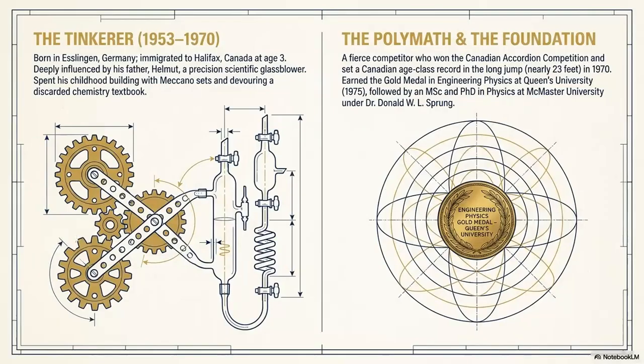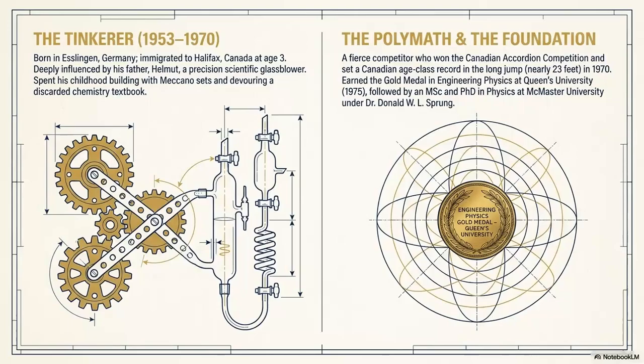Before he decoded the motion of electrons, Axel Becke was a tinkerer born in Germany and raised in Canada. Influenced by his father's precision as a glassblower, his early years were fueled by Meccano sets and a discarded chemistry textbook. Yet, Becke was no mere student, he was a true polymath.